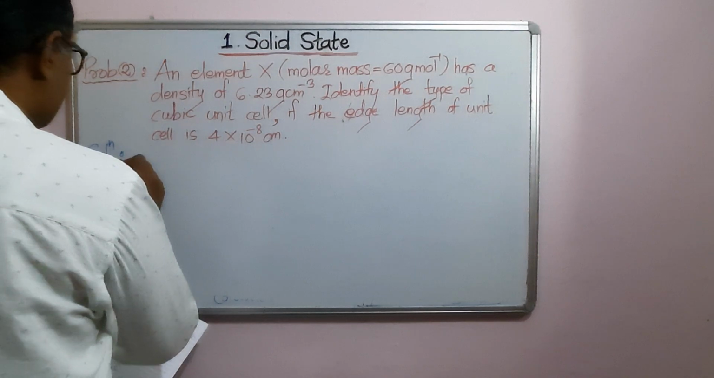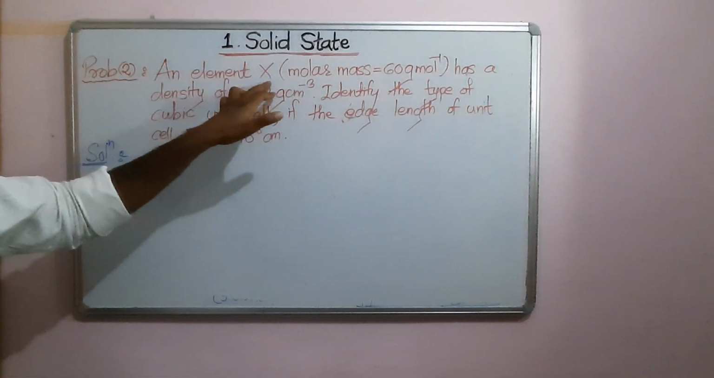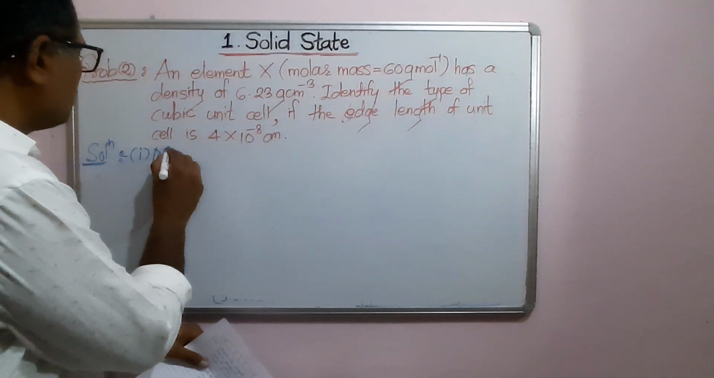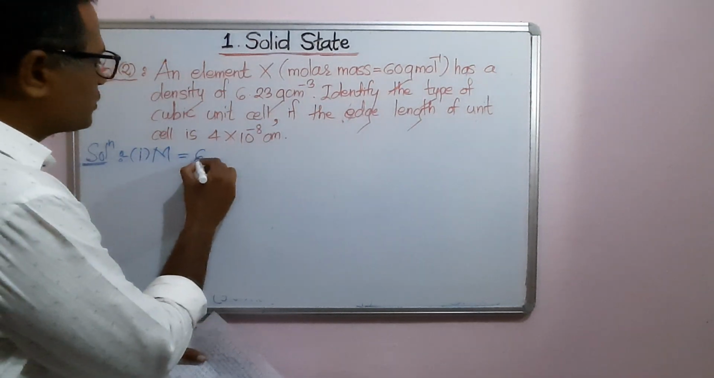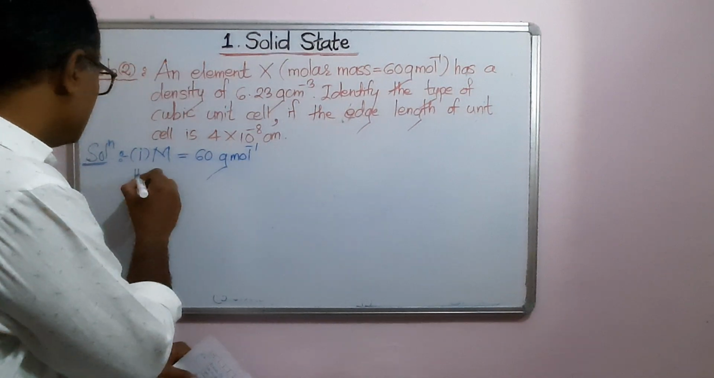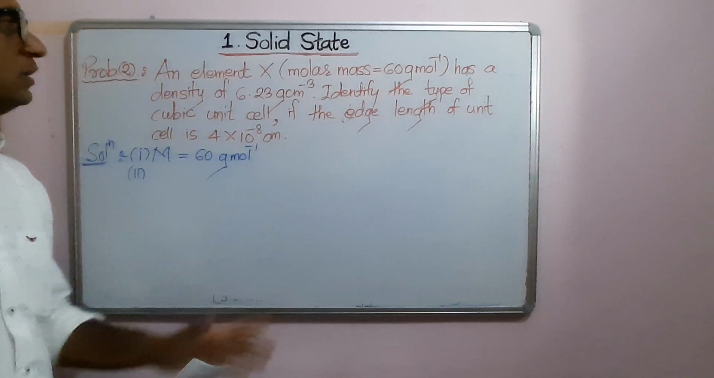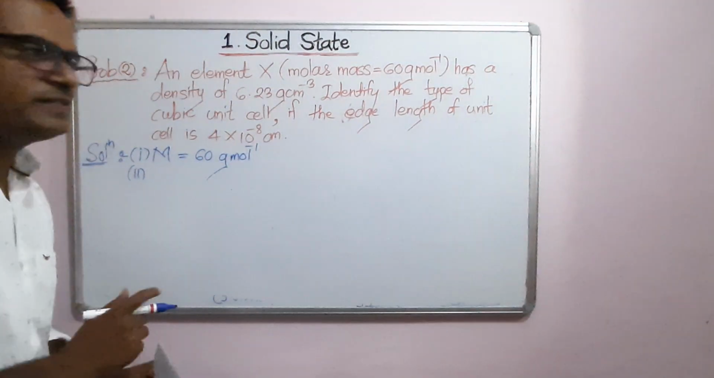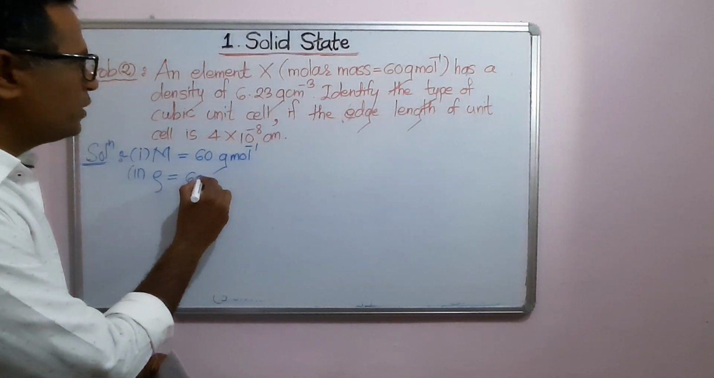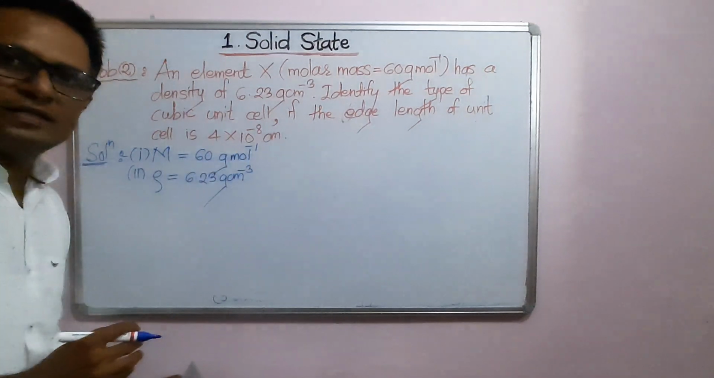First of all, write the data for this particular problem. Element X is there, and the molar mass is given, so I will write the molar mass with capital M: 60 gram per mole. Then the second thing given is the density, rho, which is 6.23 gram per centimeter cube.